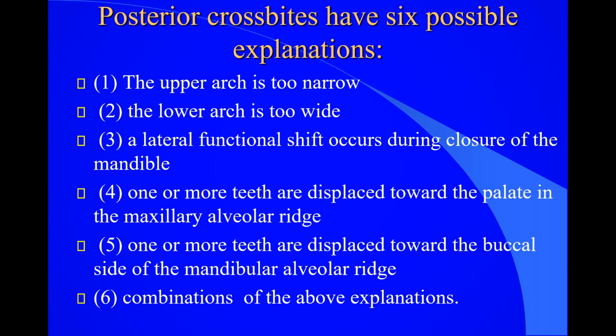So, the 6 possible explanations of posterior crossbites are the following. 1. The upper arch is too narrow. 2. The lower arch is too wide. 3. A lateral functional shift occurs during closure of the mandible. 4. One or more teeth are displaced toward the palate in the maxillary alveolar ridge. 5. One or more teeth are displaced towards the buccal side of the mandibular alveolar ridge. 6. Combination of the above 5 explanations.